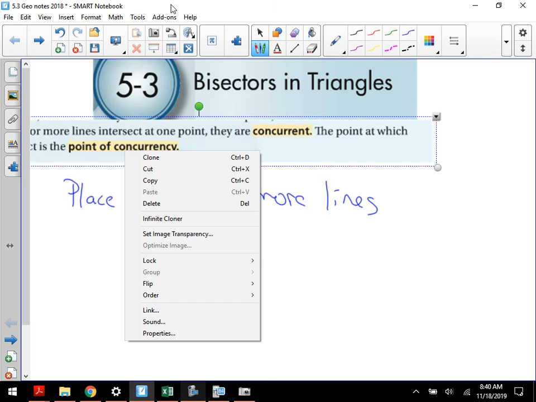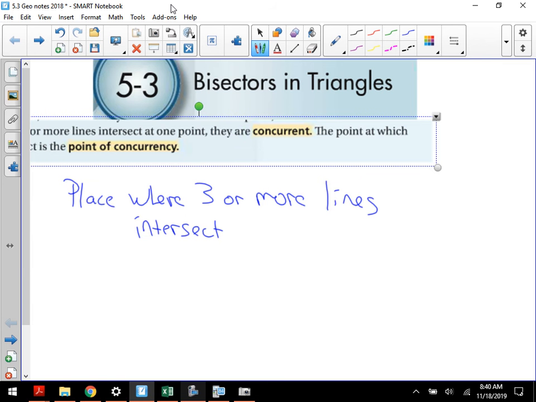Point of concurrency is basically, you want to think of it as a place where three or more lines intersect. What happens is, when we talk about our triangles, we have a couple of different things that are called concurrent, and they're points of concurrency. They have specific names. So if we understand what part matches with what, like we said earlier, the matching is really simple.